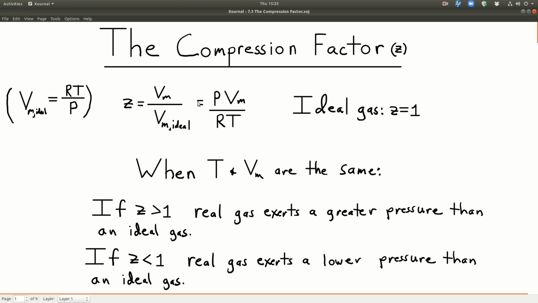So if the gas is an ideal gas, then Z is equal to 1. So at the same values for temperature and molar volume, we can say that if the compression factor is greater than 1, then the real gas exerts a greater pressure than an ideal gas would. If the compression factor is less than 1, then the real gas exerts a lower pressure than an ideal gas.